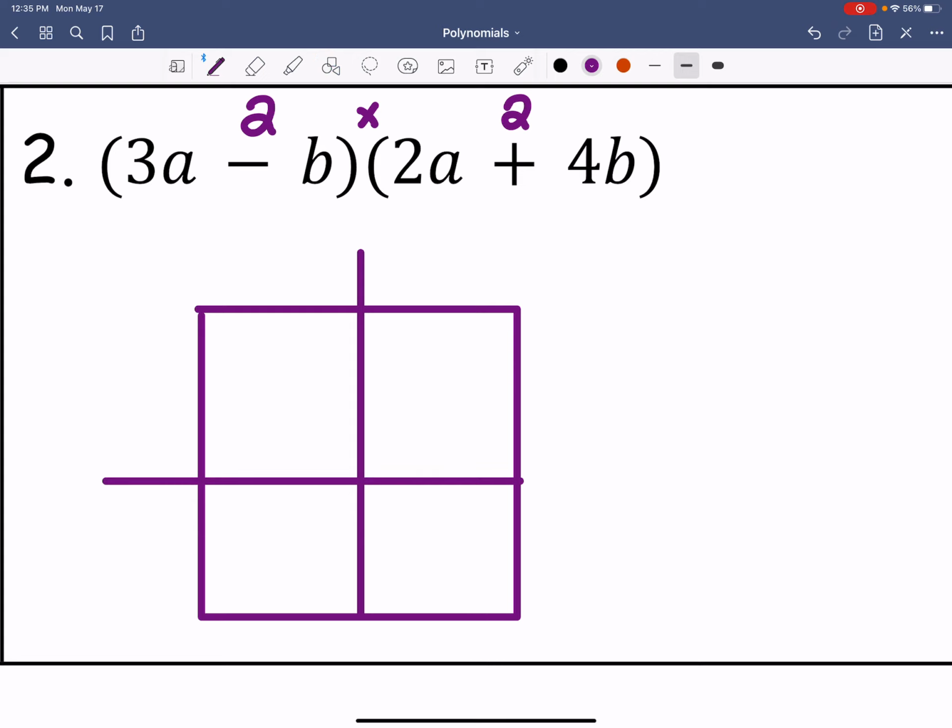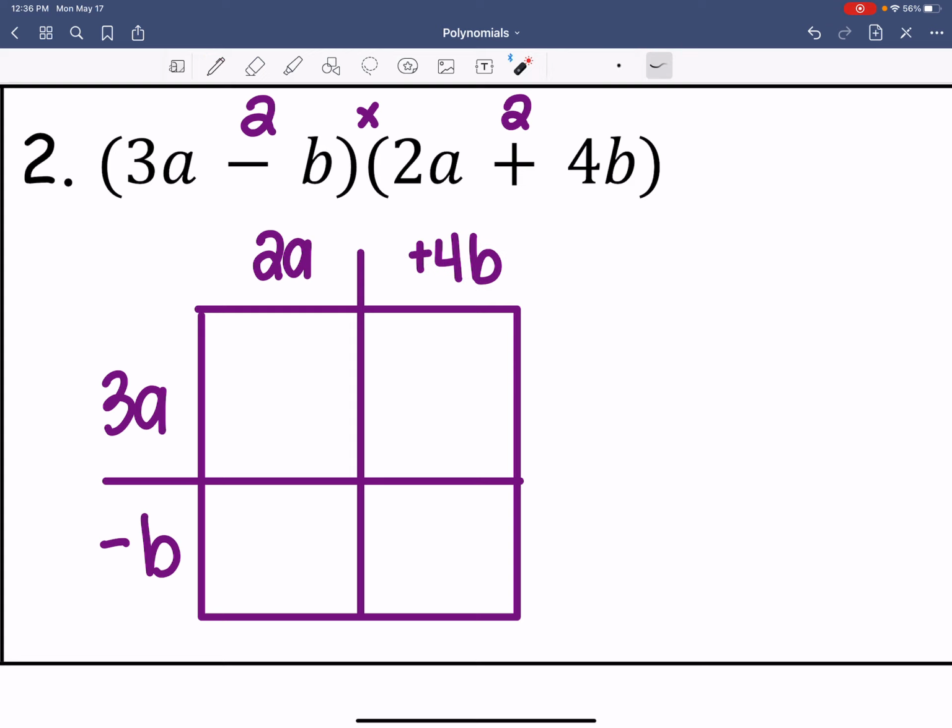Now I'm going to put 3a and then minus b on the left side, and I'm going to put 2a plus 4b on the top. Now we get to multiply. So 3a times 2a, 3 times 2 is 6, a times a is a to the second power. Now for 3a times 4b, 3 times 4 is positive 12. A times b is just a times b.